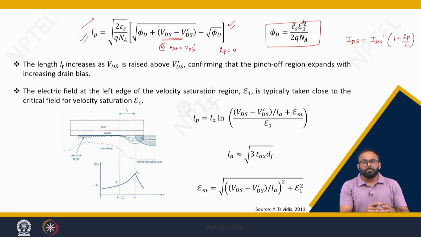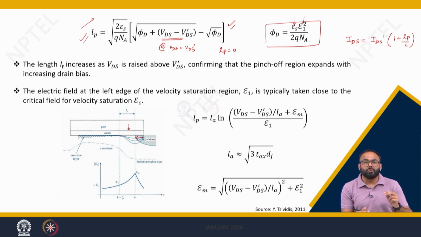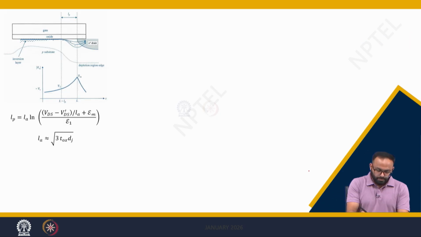But strictly speaking, this is not a 1D analysis. We should go for 2D analysis, because in this region the voltage is applied from the top as well as from the side. So ultimately we need to solve a 2D Poisson equation. And then we will come to these equations. Let us solve a 2D Poisson equation in some sense to calculate the LP.